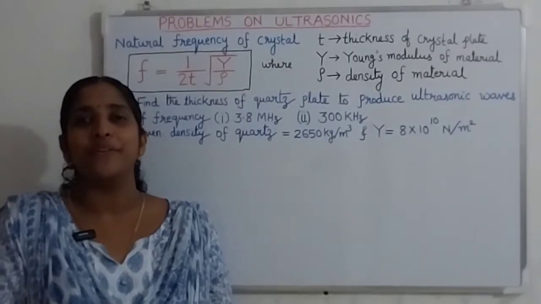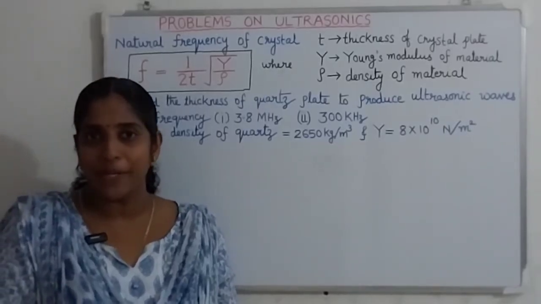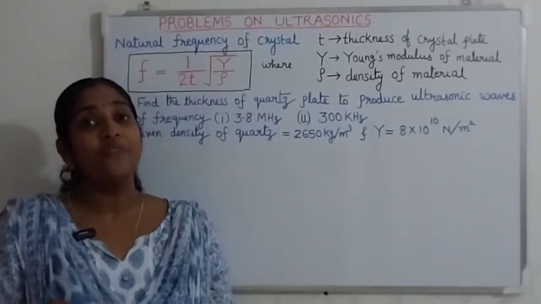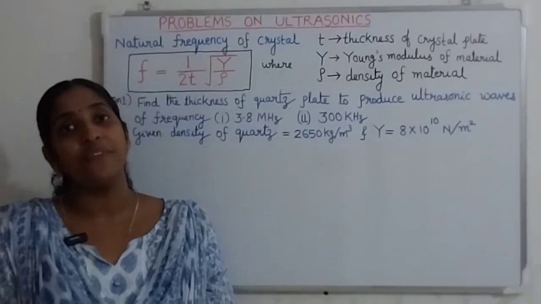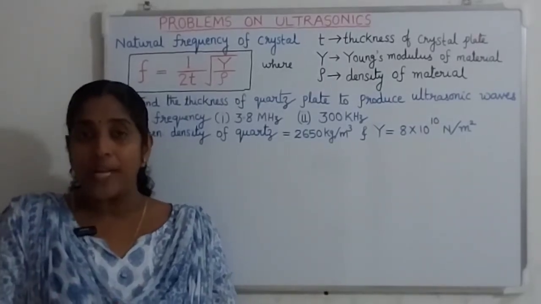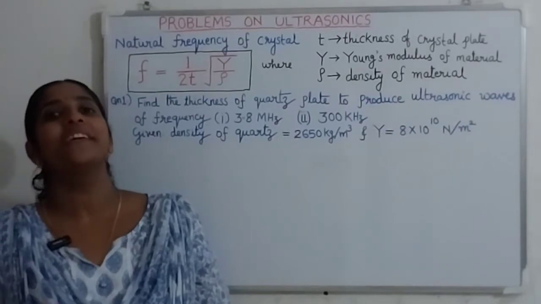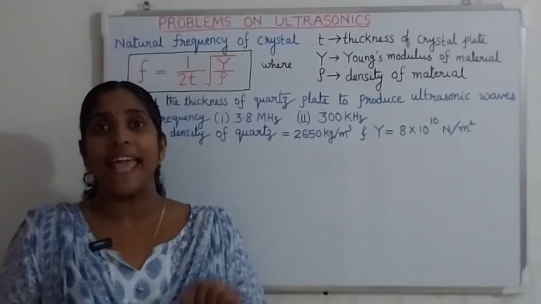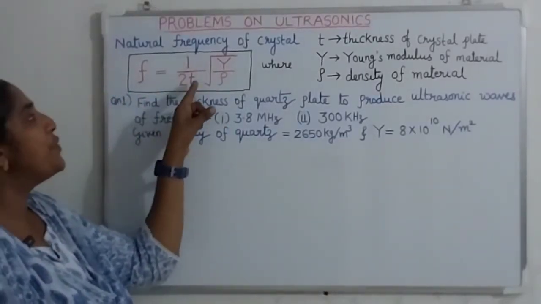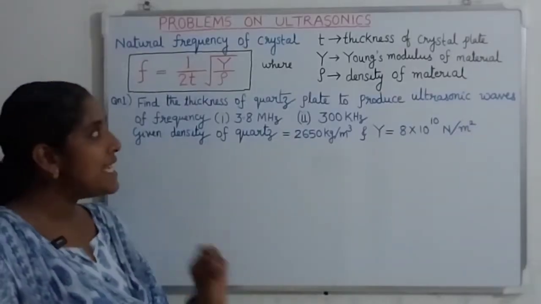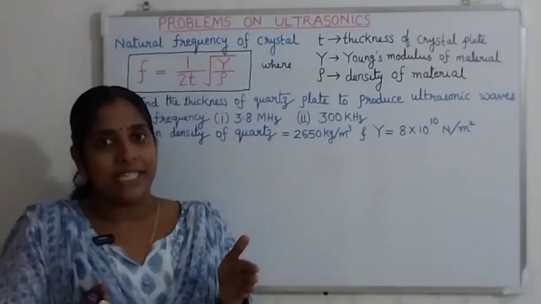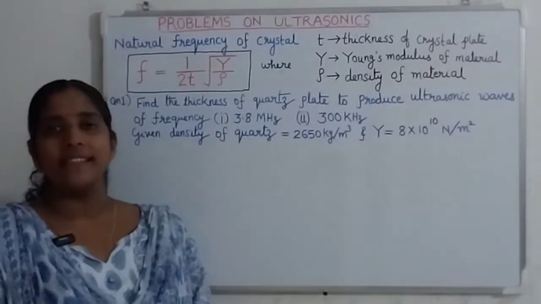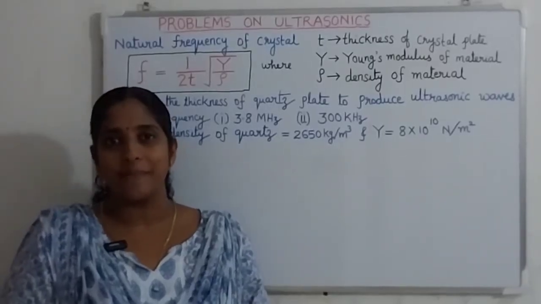Using an LC circuit, the frequency of AC voltage is f equal to 1 by 2 pi root LC. So by suitably selecting the values of inductance and capacitance, we can apply an alternating voltage of frequency greater than 20 kilohertz. Now, that AC signal frequency should match the natural frequency of the crystal. The natural frequency of the crystal is given by f equal to 1 by 2t root of Y by rho, where t is the thickness of the crystal material, Y is the Young's modulus of the material, and rho is the density of the material. So we can see some numericals based on this.